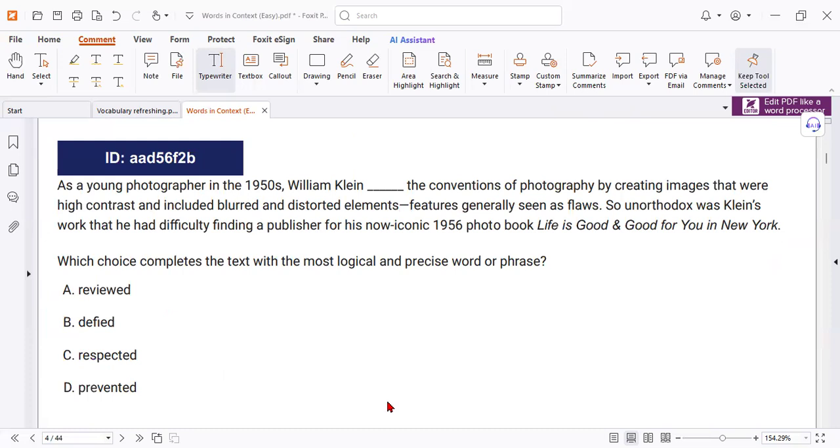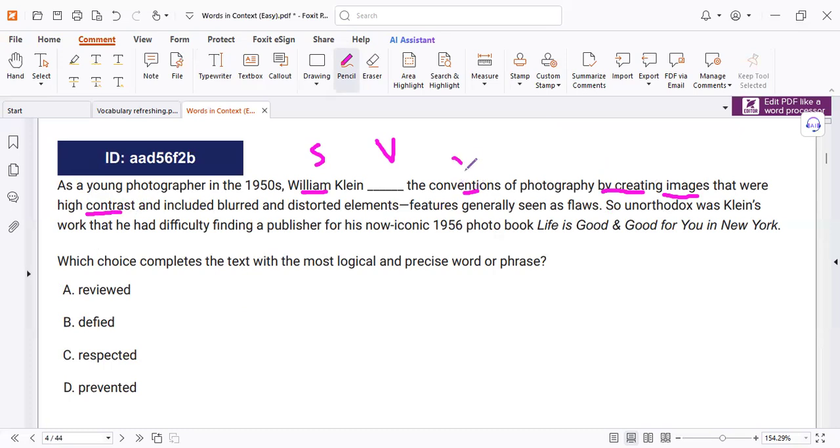What does conventions mean? If we check the meaning, you will know it. Let me help you. It's the same technique. Where is the subject? William did what? William. The conventions. By creating images that were high contrast. So he used images that were high contrast.